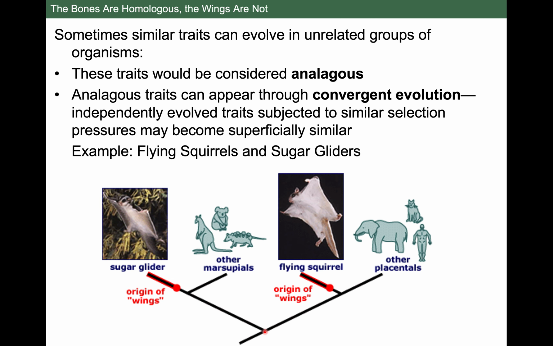So, because the common ancestor doesn't have that particular trait, we would say the wing flaps are analogous and basically evolved independently in these two different groups, in these two different species. So, bottom line, homologous traits, there would be a common ancestor that also had that trait, whereas analogous traits, there would not.